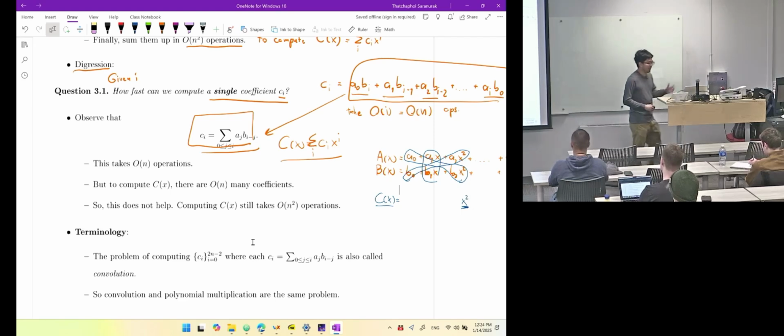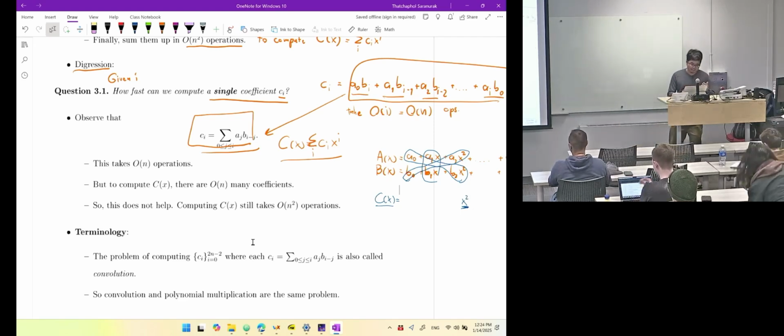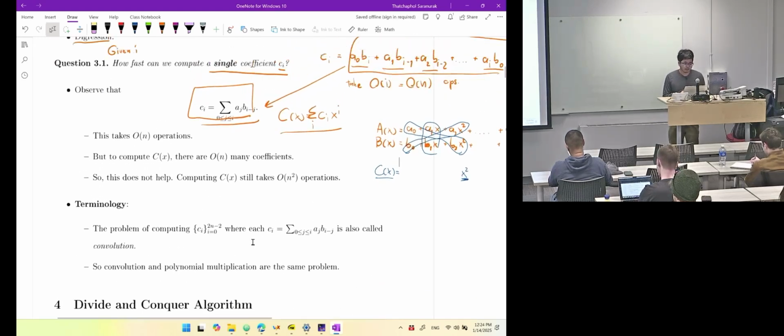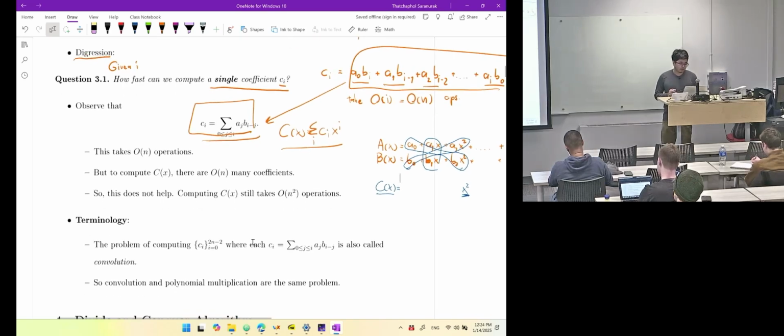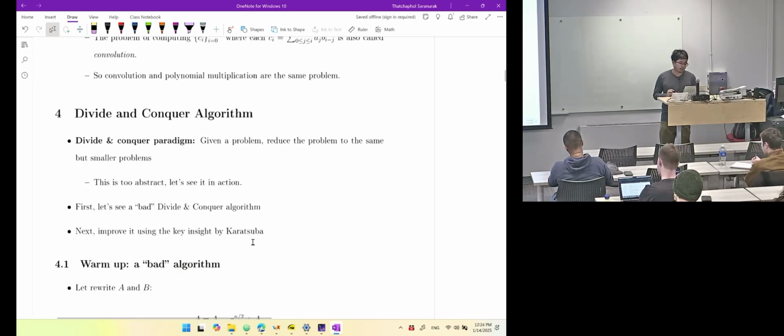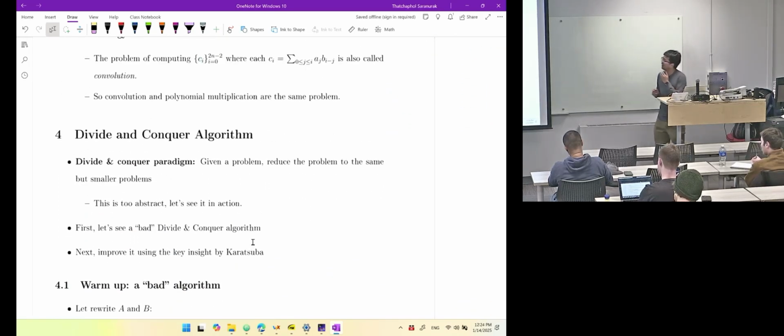So whatever you learn in this class is basically about convolution, how to do convolution fast. All right, so now we know what the problem is, but let's try to get an algorithm that is faster. Let's work our way to the faster algorithm.